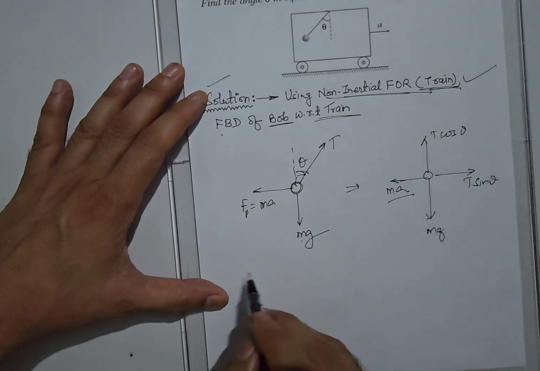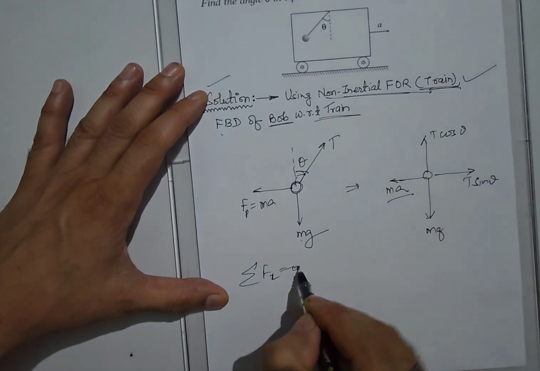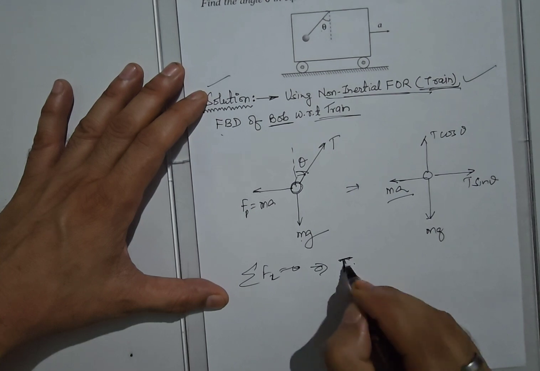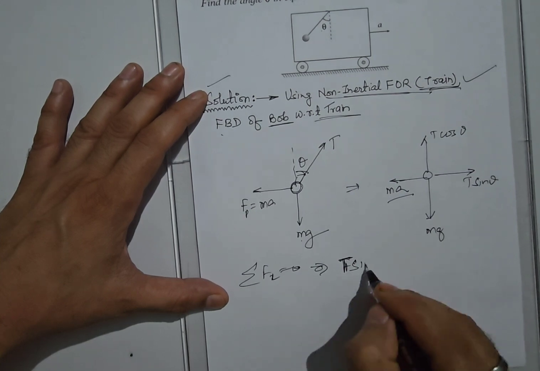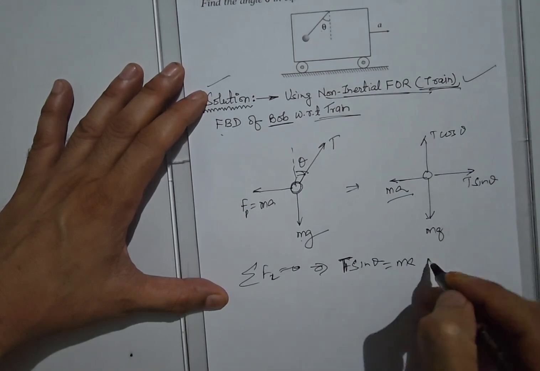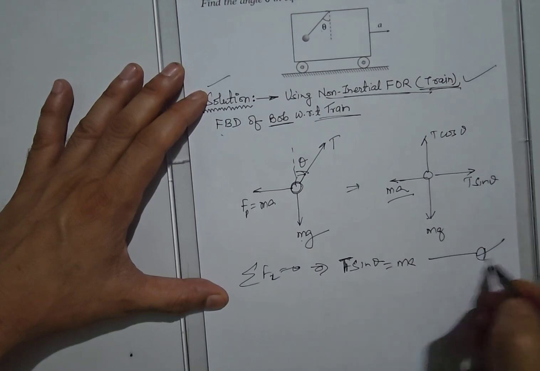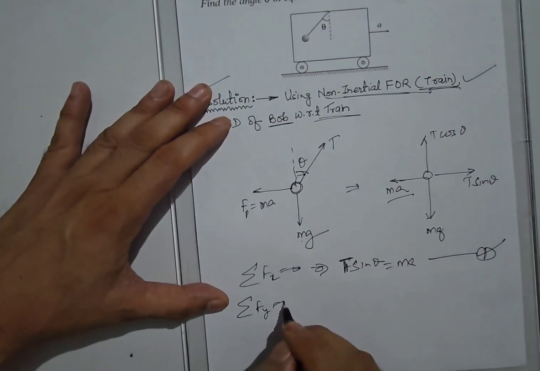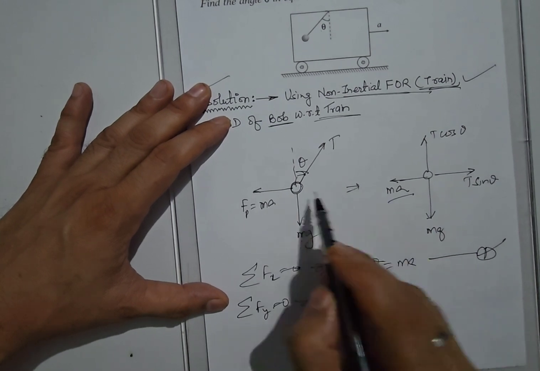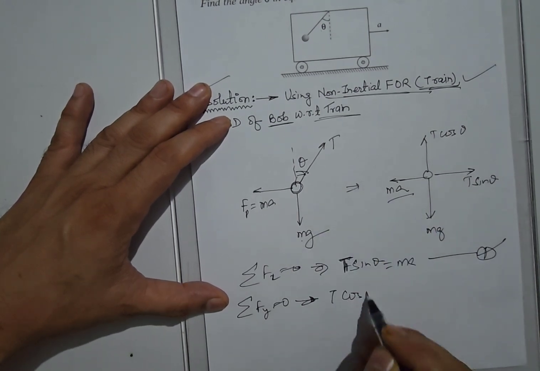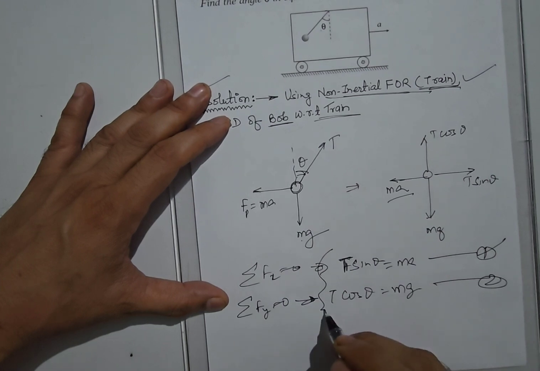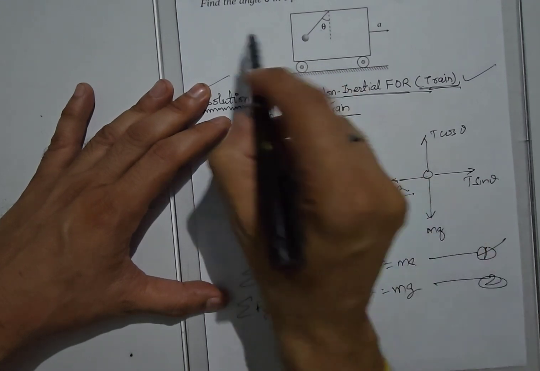Again, sigma Fx equal to 0 would give me T into sin theta is equal to m into a, right? Equation number 1. Similarly, sigma Fy equal to 0 would give me the y component, T cos theta is equal to m into g. This is equation number 2. Now, using these two equations you can get the value of theta, because I am interested in the value of theta.